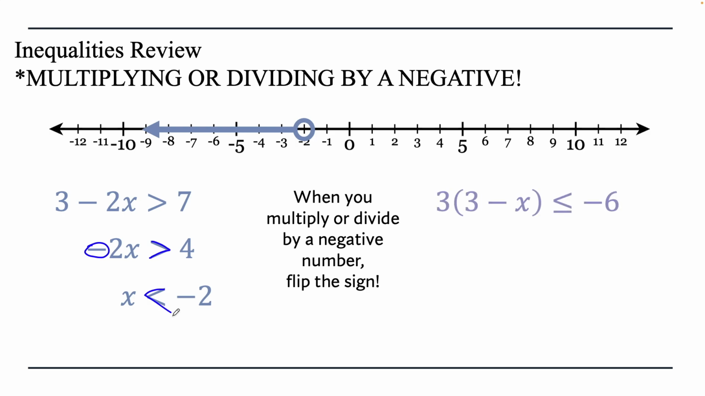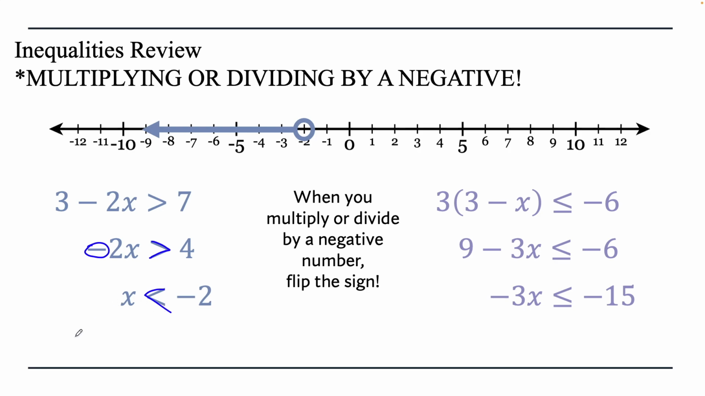All right, let's try another one. We've got the distributive property here. So we're going to start just like we would a normal equation. We'll distribute the 3. We've got 9 minus 3x is less than or equal to negative 6. We're okay so far. We'll subtract 9 from both sides. So we get negative 3x is less than or equal to negative 15.